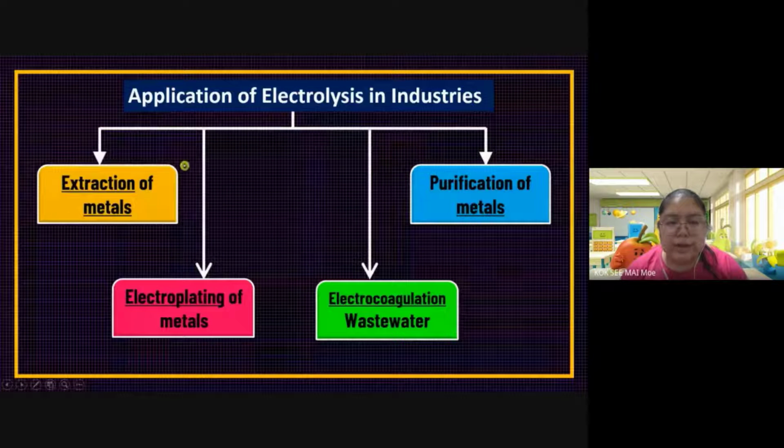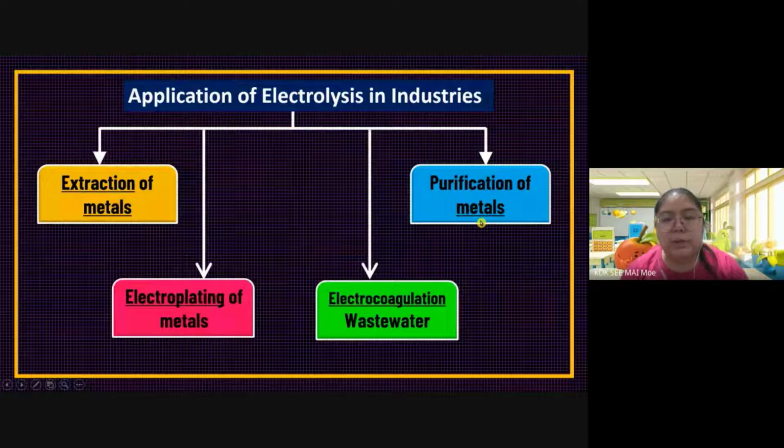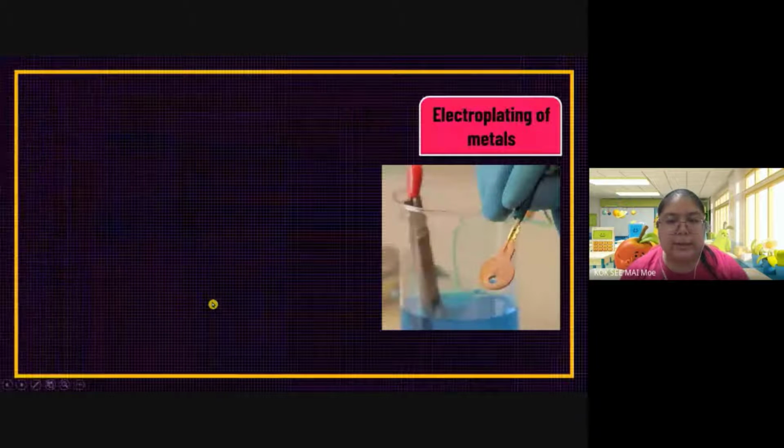Okay, first extraction, then purification. Remember, you must have electrode and also electrolyte, the same material. After that, the anode is impure, the cathode is pure. Finally, the anode will drop the ions, which go to the pure copper. Then the copper becomes thicker. Okay, then we call electroplating.